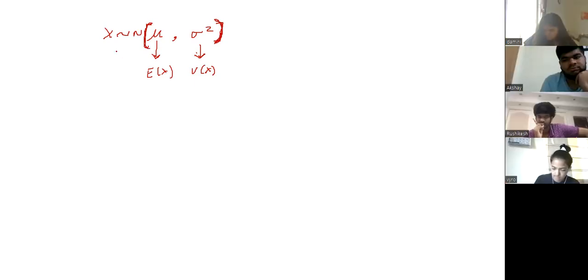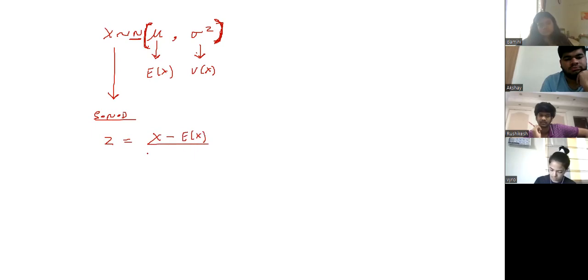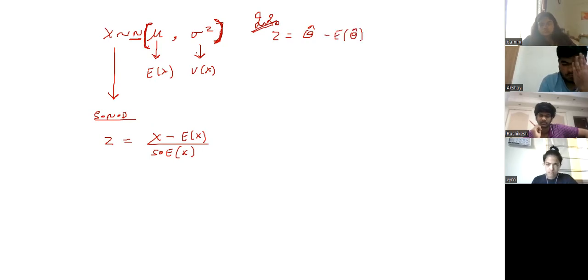Now, first of all, we need to convert this distribution into standard normal distribution, and there is a formula. The formula says that your z, which is standard normal variate or standard normal variable, is equal to x, which follows normal distribution, minus expectation of x divided by standard error or standard deviation of x. So in general, z follows this formula: theta hat minus expectation of theta hat divided by standard error of theta hat. This is very, very important. I will use this in chapter number 7 as well.